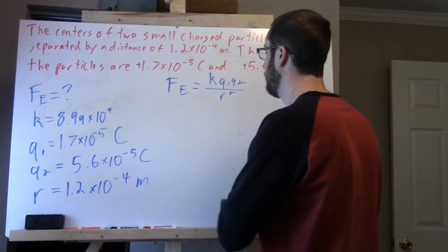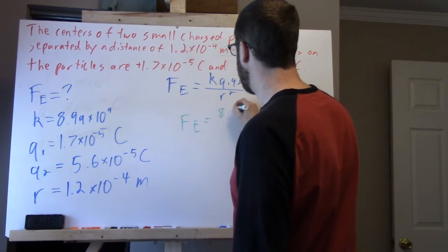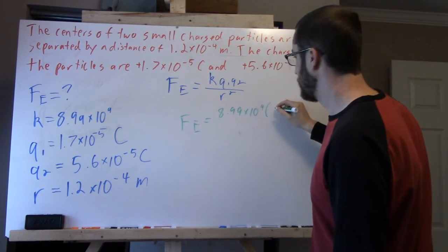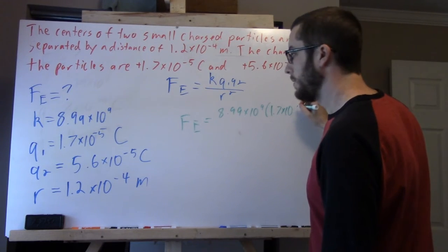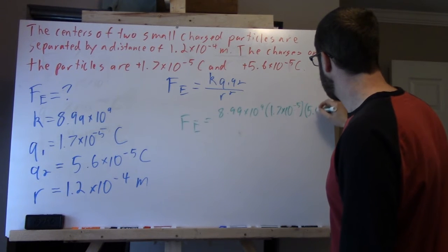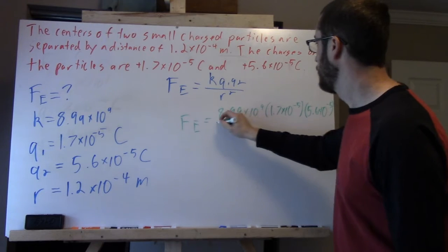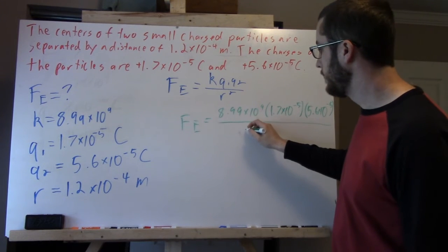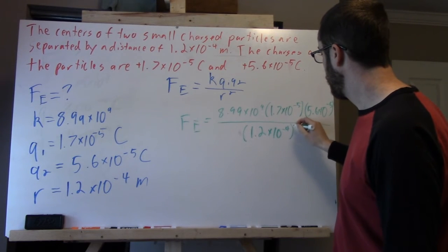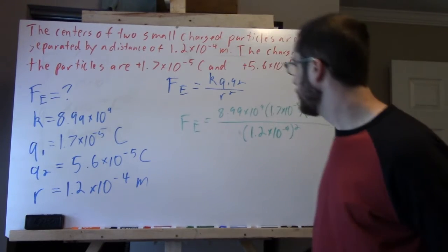So as I plug it in, Fe will equal 8.99 times 10 to the 9th times Q1, which is 1.7 times 10 to the minus 5th, times 5.6 times 10 to the minus 5th. And all that is going to be over 1.2 times 10 to the minus 4th squared. And so we simply take that and plug it into a calculator.